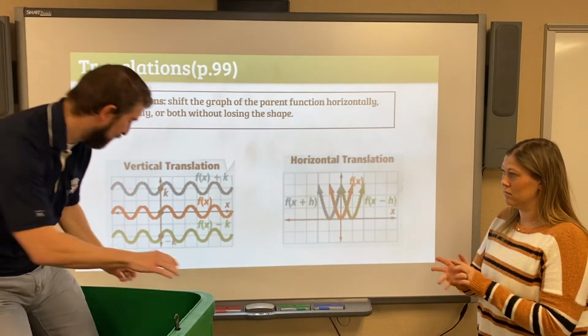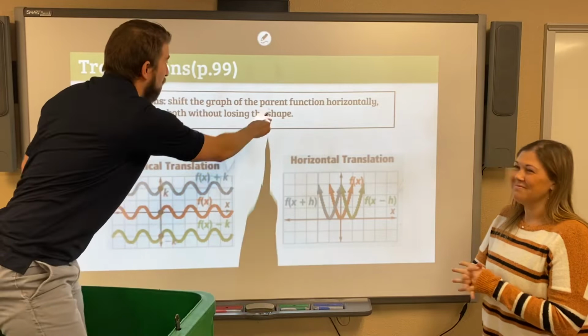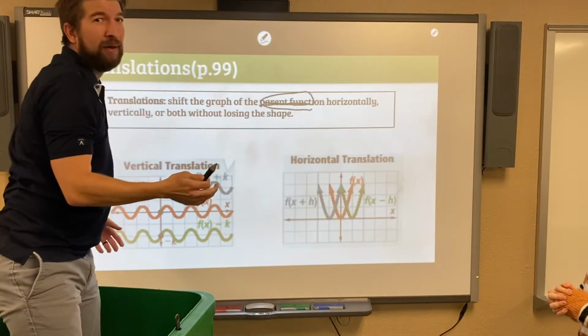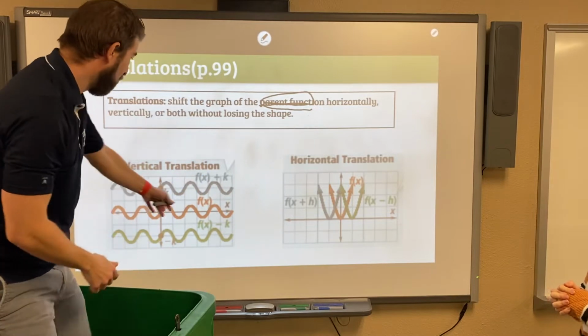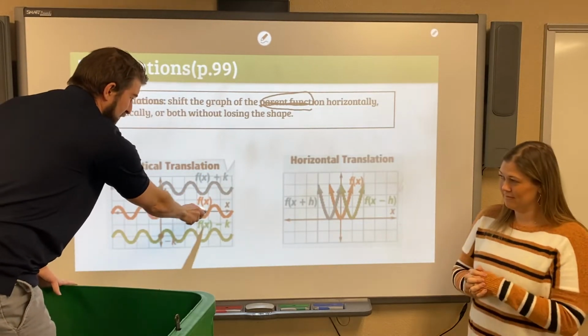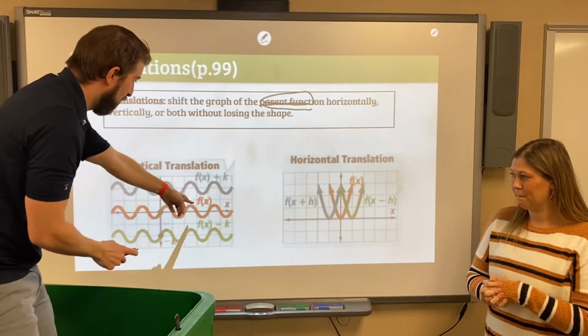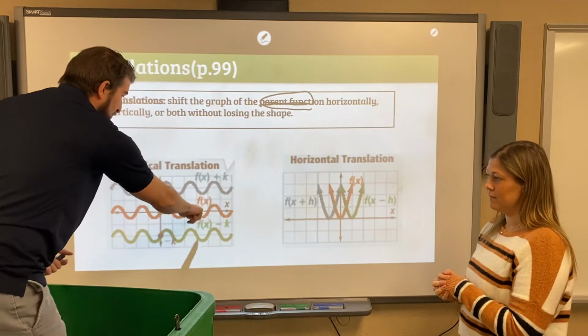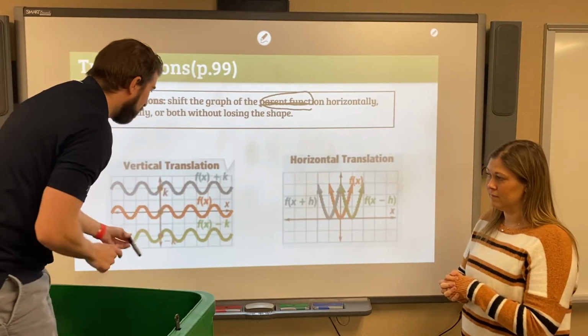Translations just mean a shift of the graph of the parent function horizontally, vertically, or both, without losing the shape. When we say parent function, I didn't mean to cross out the parent. Parents are very important. But the parent function is the original function. Like right here, this red or orangish one, the function is f of x. That's the original function. Notice it's got curves to it.